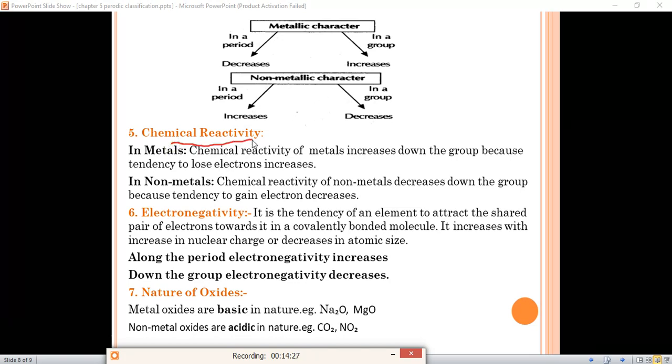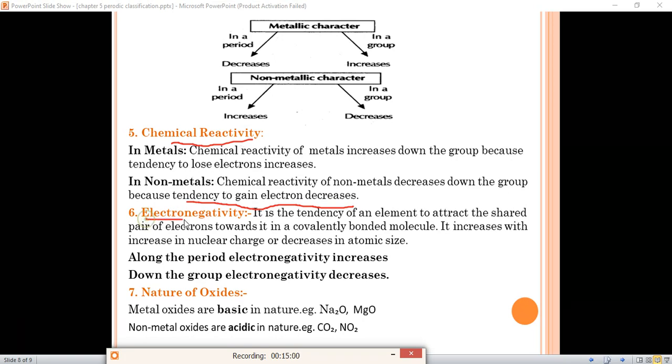Next topic is our chemical reactivity. How the metals or the non-metals or the elements will react. In metals, chemical reactivity increases down the group because the tendency to lose electrons increases. When we move from top to bottom in a group, the chemical reactivity of the metal will increase because they can lose electrons easily. But for the non-metals, chemical reactivity decreases down the group because tendency to gain electrons decreases. For metals, chemical reactivity will increase when we move in a group, but for non-metals it will decrease.